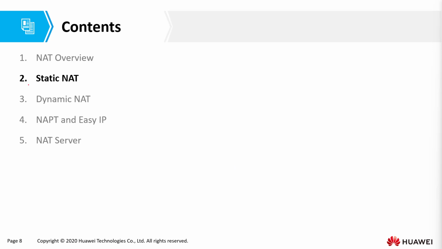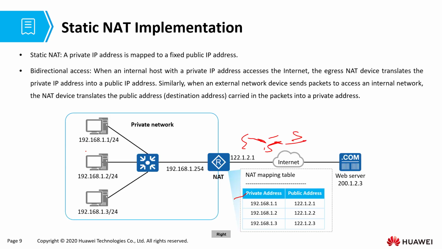So in this video, I'll be discussing static NAT, static network address translation. There are four different implementations of network address translation: static NAT, dynamic NAT, NAPT, and EZIP. EZIP is a special implementation of NAPT, also called PAT, port address translation, and then NAT server. Now, in this video, I'll be discussing static NAT, and we shall see dynamic NAT, NAPT, EZIP, and NAT server in subsequent videos. So what exactly is static NAT?